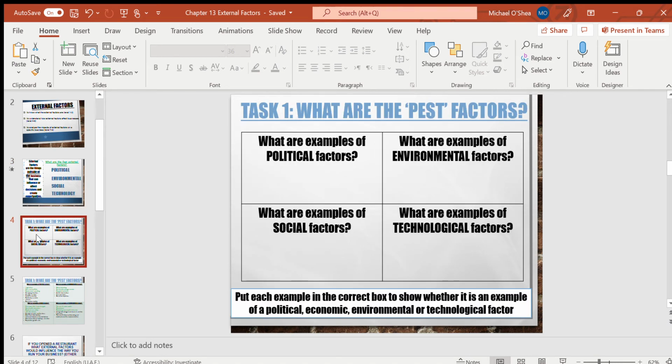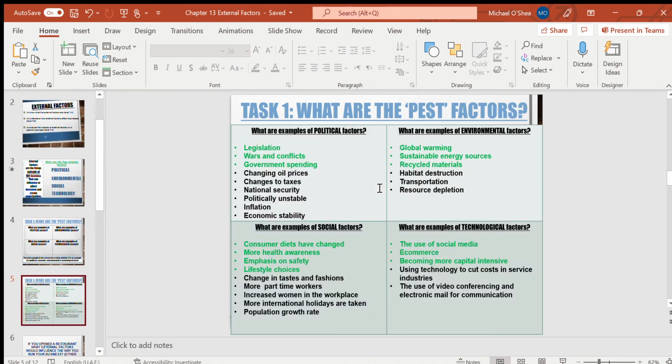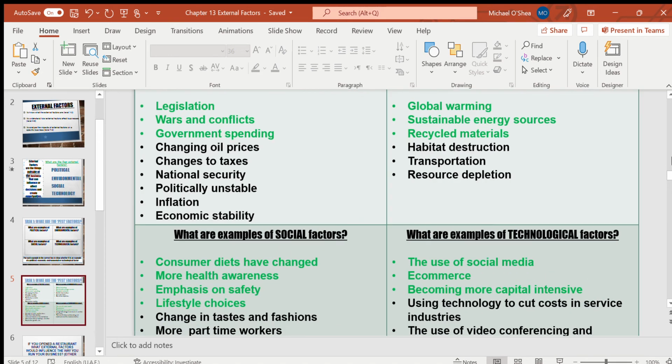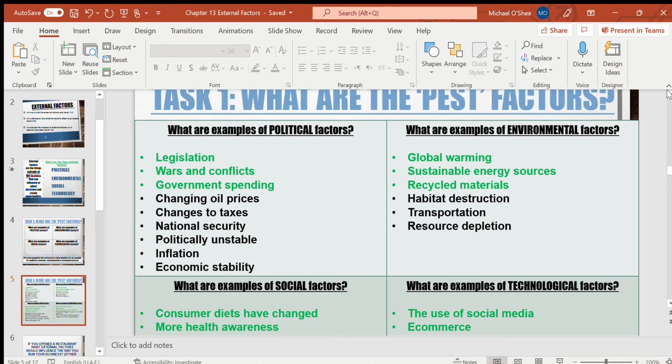So what are the PEST factors? Examples of political, examples of environmental, examples of social, and examples of technological or technology. Well, there's a little bit of information here. I'm going to try to zoom in and focus on one area at a time. The first one we're looking at is political.